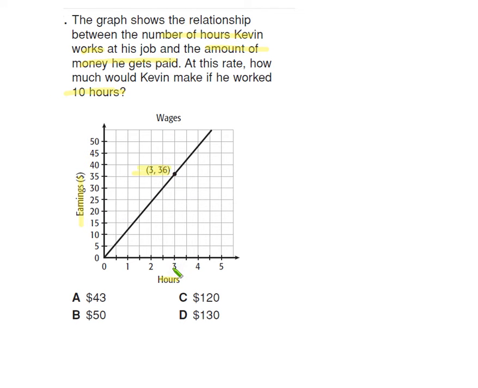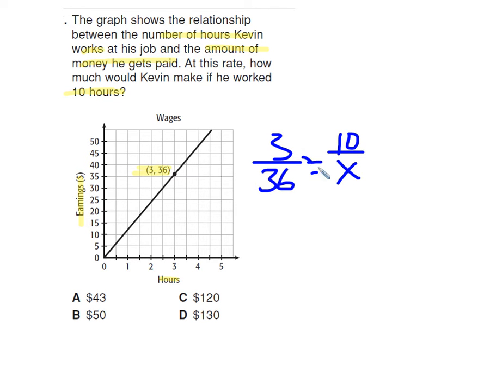You don't have to read the graph. 3 hours, $36. That's a ratio. 3 hours, he gets 36. And what they want to know is how much he's going to get in 10 hours. So the bottom is money, top is hours. 10 hours is how much money.